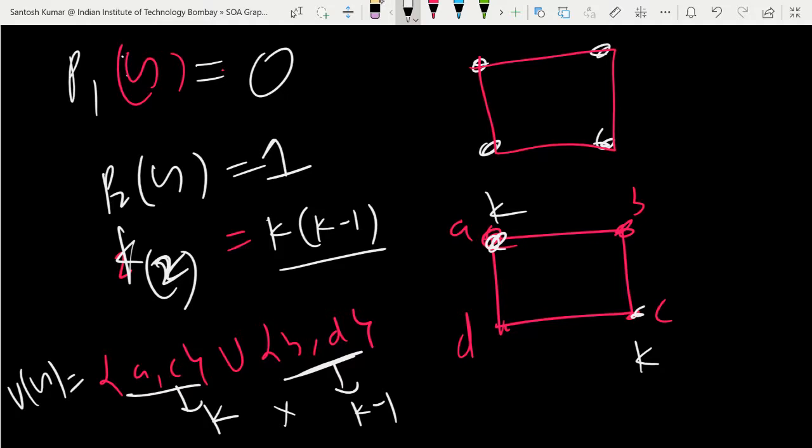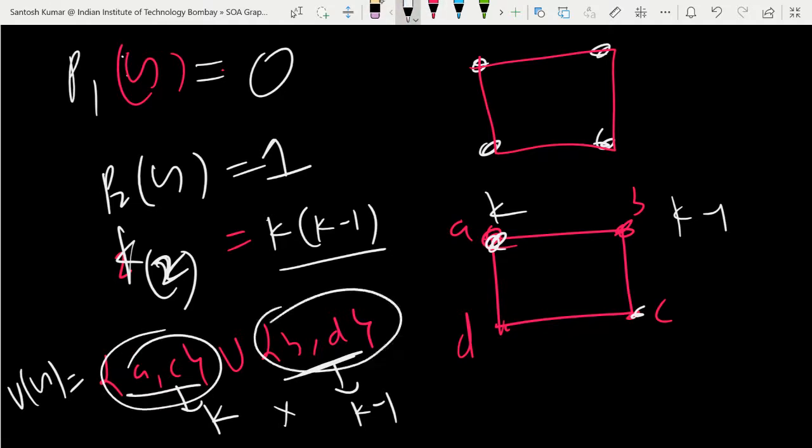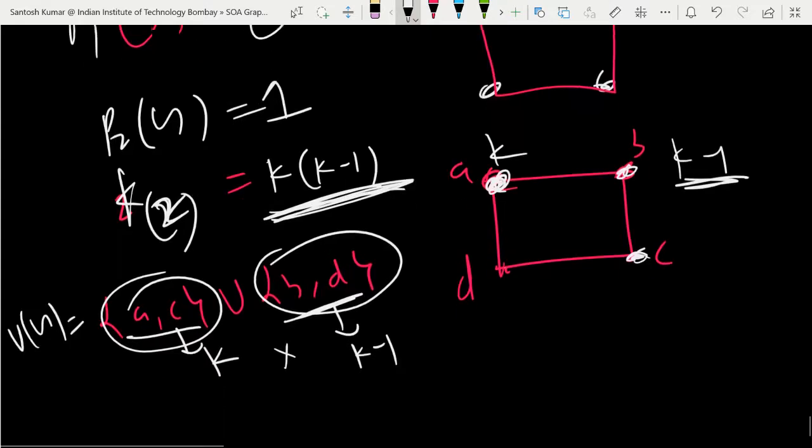So it's just K into, and for B you have K minus 1 choices. So obviously for D it will be the same. Because AC will have the same color, BD will have the same color. So you start with A, which has K possible choices, and the same choices for C. So C is not independent. C is dependent on A, and D is dependent on B. So that's why B has K minus 1 choices. So the total possible ways you can color in this partition is K into K minus 1.